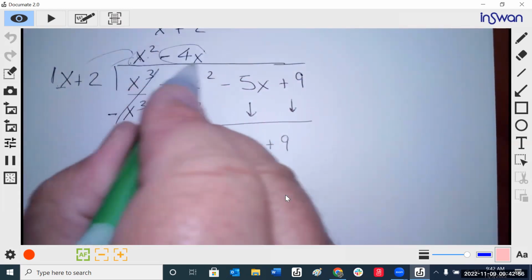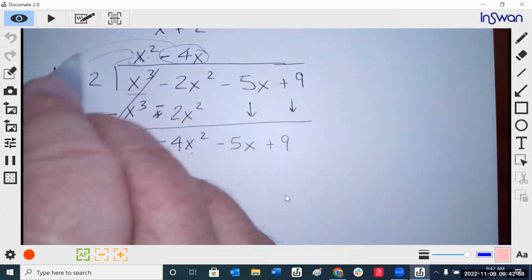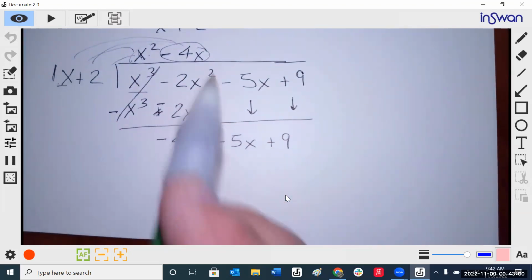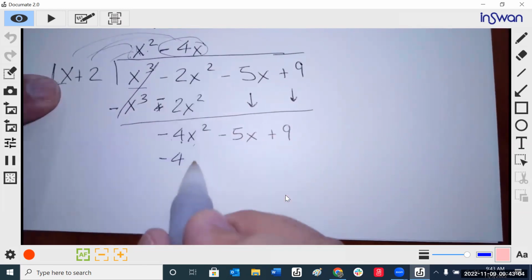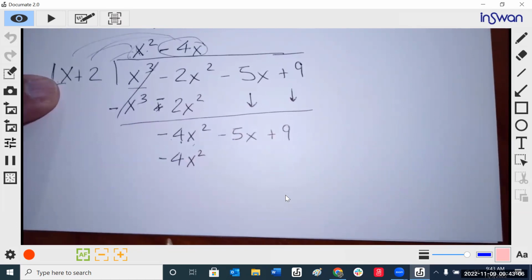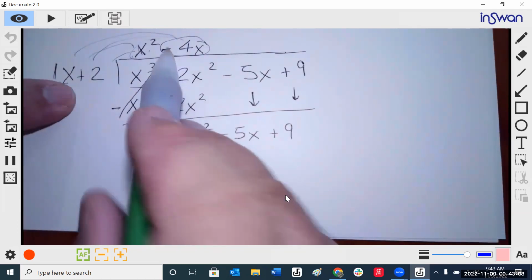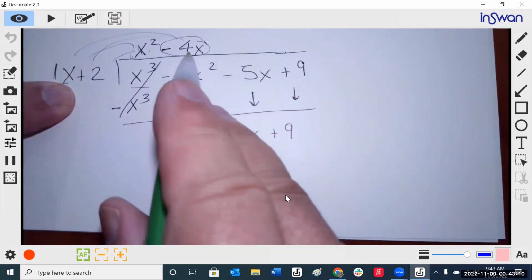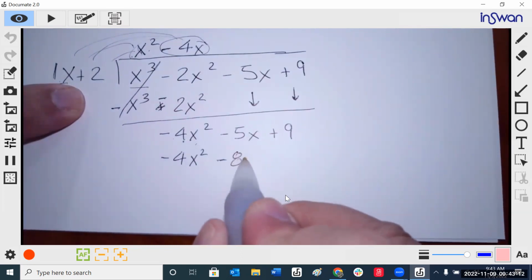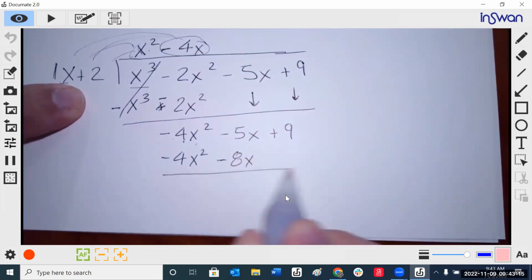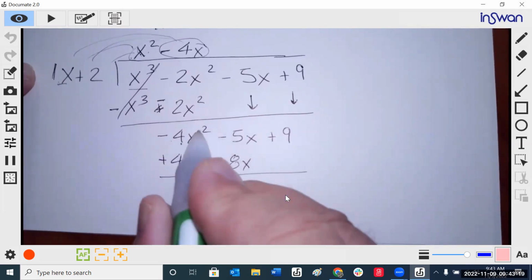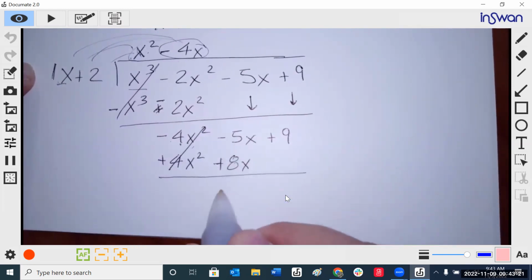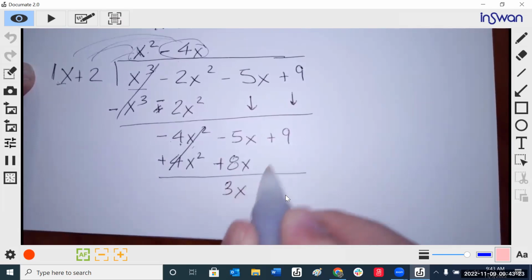So I take this entire equation, the negative 4x, multiply it to both of those. So negative 4 times 1 is negative 4. X times x is x squared. Negative times positive is negative. 4 times 2 is 8x. Change the signs and add. 8 minus 5 is 3.